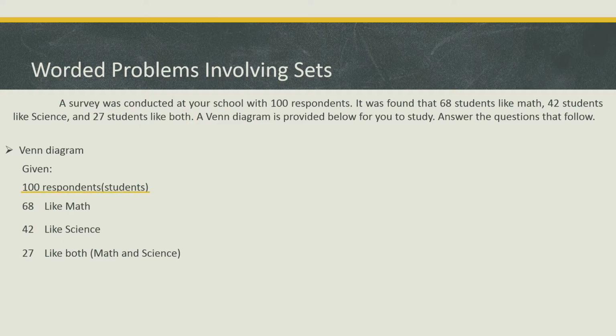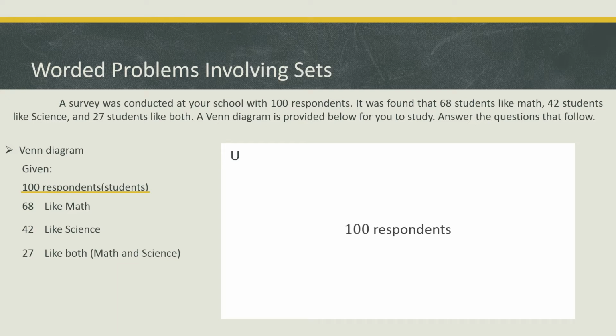We will illustrate this using a Venn diagram. First, we have 100 respondents. Those 100 respondents in our Venn diagram, class, go first, inside the rectangle, or the universal set. Remember the universal set? It means that inside the rectangle are all of your elements. So, you have 100 respondents.